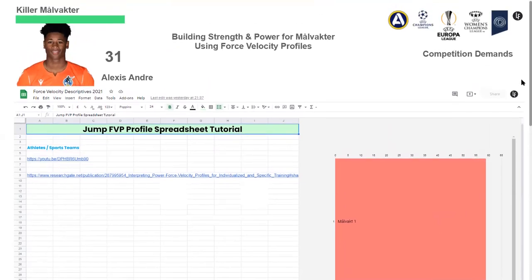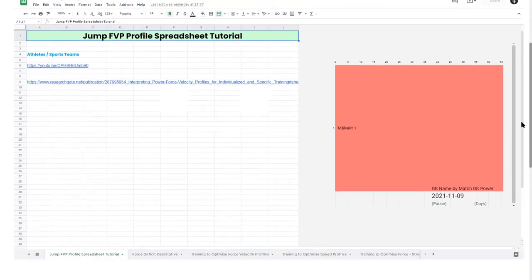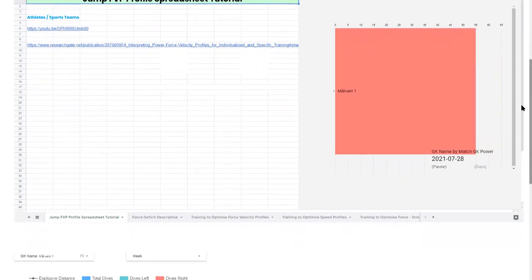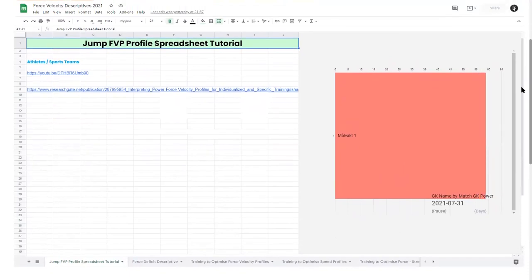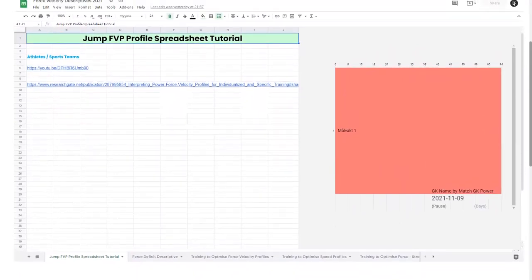The graph on the right hand side is Google Data Studio, and this is to monitor goalkeeper match power, and we can do that over the days, over the weeks, and over the months. And we can also adapt this for pre and post training. We can measure freshness, we can measure fatigue, we can look at the intensity, we can look at training loads, and we can see how the goalkeeper power develops over time. And this can inform coaches about training content within the sessions and how that can affect power output.